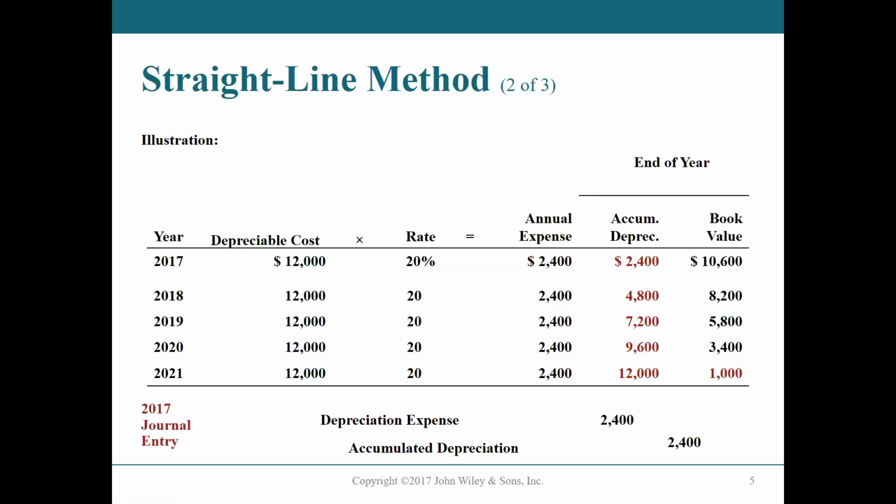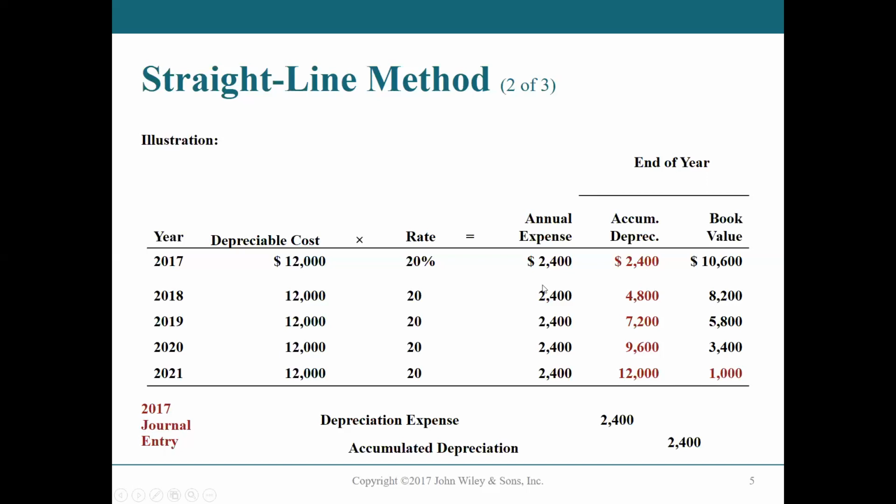and then in 2018 you'll have 8,200 minus 2,400. Well, you're thinking of the book value. Okay, see, it does go down. So the only thing that's changing here is the accumulated depreciation is going up by 2,400 per year, and the book value is going down by 2,400 per year.